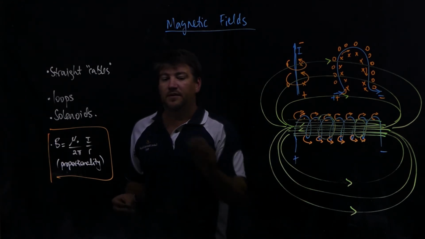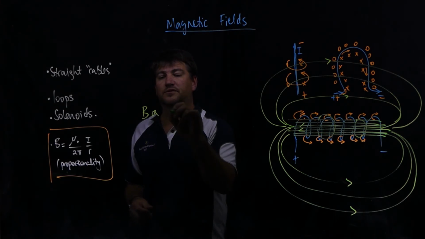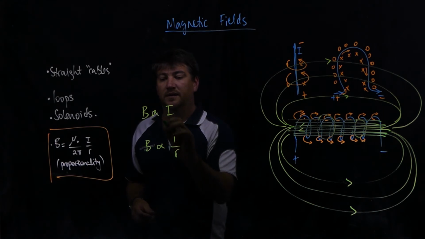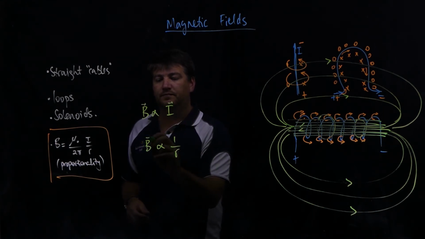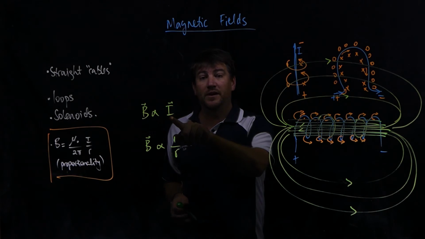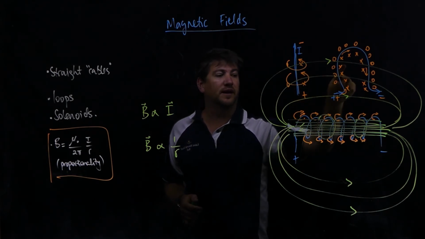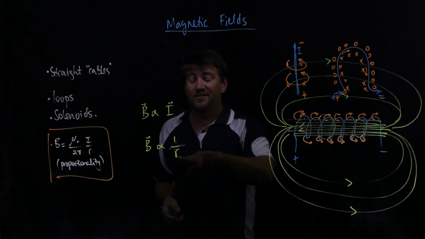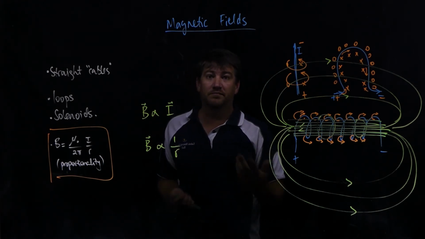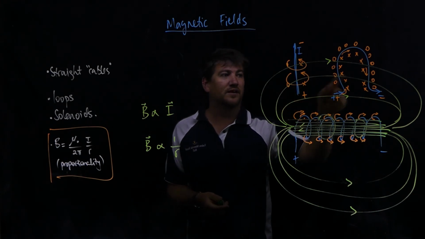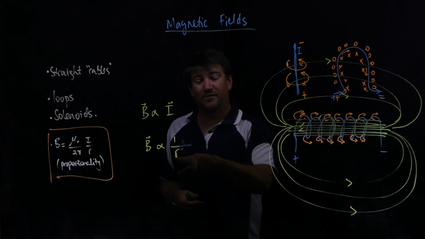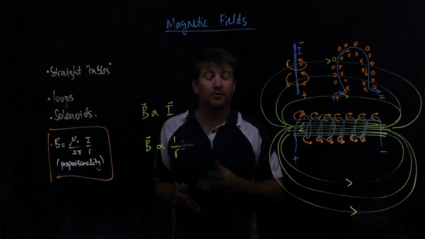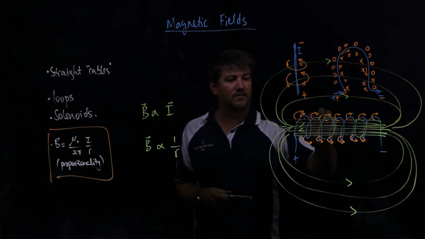Alright, so now we can look at B being proportional to I, and B being proportional to 1 over R. So if we are using a really big current in our straight conductor, our loop or our solenoid, we're going to have a pretty big magnetic field strength. If we are nice and close to our straight conductor, loop or solenoid, so if we're not far away, so R is small, we're actually going to get a bigger magnetic field strength as well.